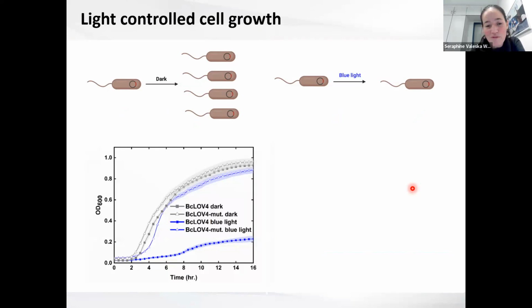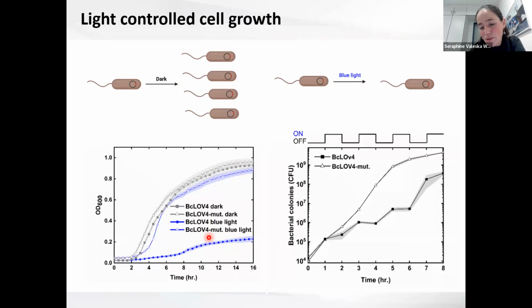So here we looked at the growth of bacteria under blue light, and we saw that the cells are growing in the dark. But if we culture the very same cells under blue light, the cells no longer seem to grow as fast. And this is not phototoxicity, because if we do the same experiment with mutant protein under light, these cells grow just fine.